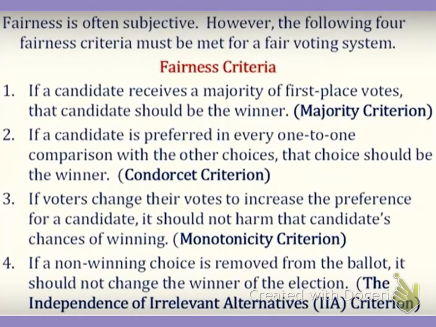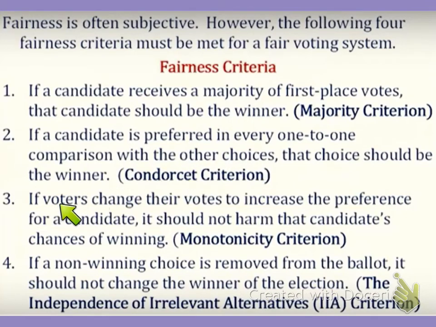So here are the 4 fairness criteria. Criteria is a plural, by the way, and criterion is singular. It's Latin. Anyway, here are the 4 fairness criteria that must be met for a fair voting system. And there's a paradox here, why this can't work. Number 1, if a candidate receives a majority of first place votes, that candidate should be the winner. That seems fair. That's known as the majority criterion. So please write that down. Number 2, if a candidate is preferred in every one-to-one comparison with the other choices, that choice should be the winner. That's known as the Condorcet criterion.